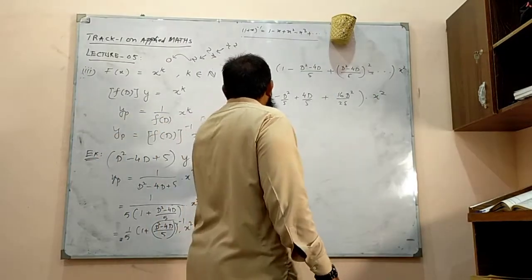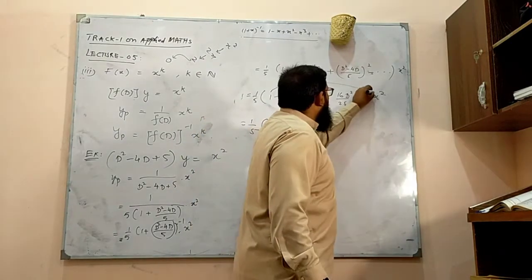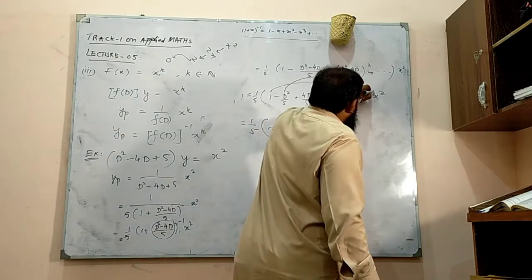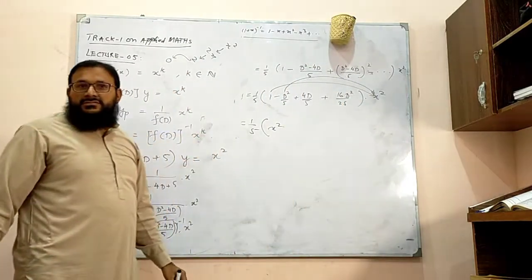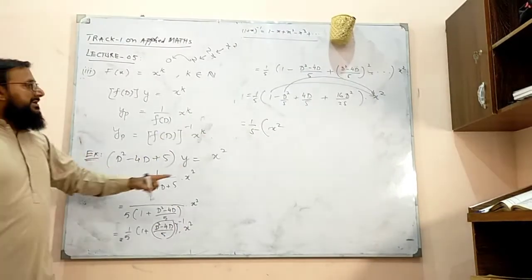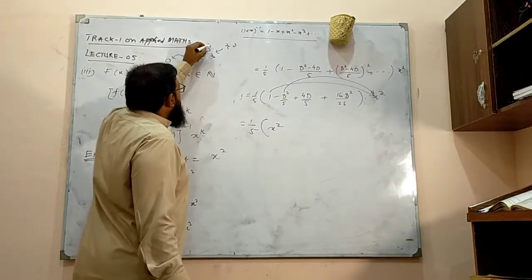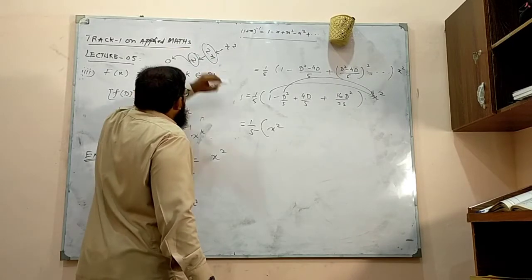So 1 over 5, x square. 1 multiplied by x square, D square operated on x square, and 2x minus 2 upon 5. Yes, D square means the second derivative of x square. The first derivative is 2x, the second derivative is 2.